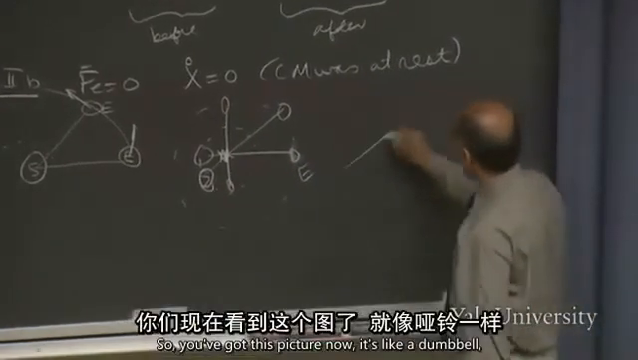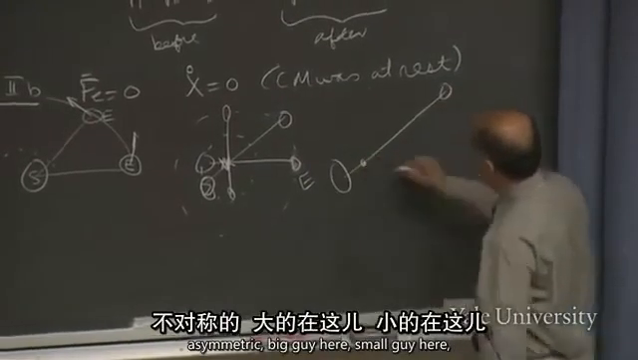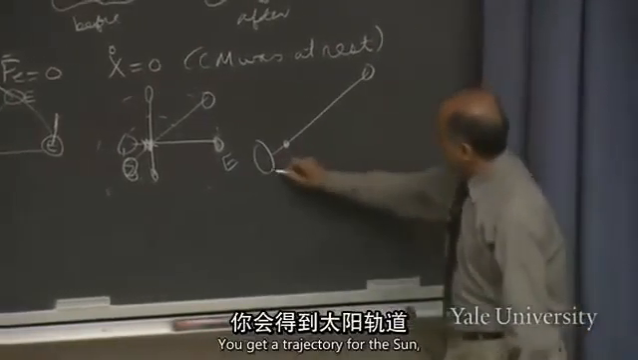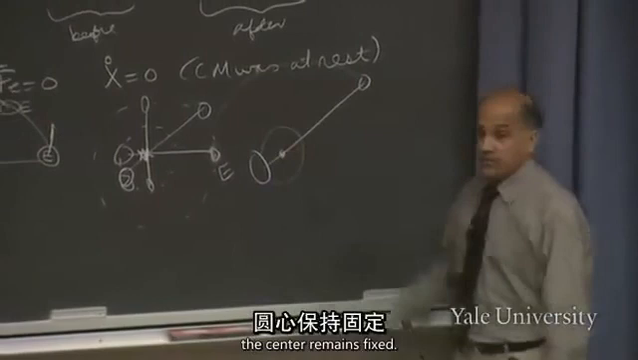So you've got this picture now, it's like a dumbbell, asymmetric. Big guy here, small guy here. Fix that and turn it. You get a trajectory for the sun, and you get a trajectory for the earth on a bigger circle. Center remains fixed.